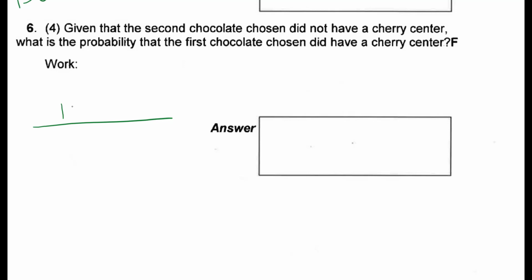first C and second N. So this is going to be, I would need all of them, right? So I could do a CN plus NN.